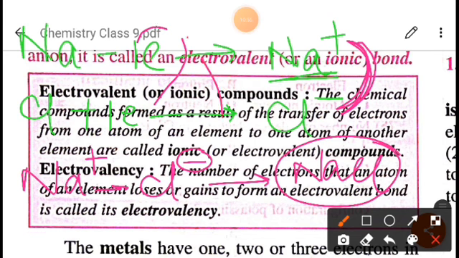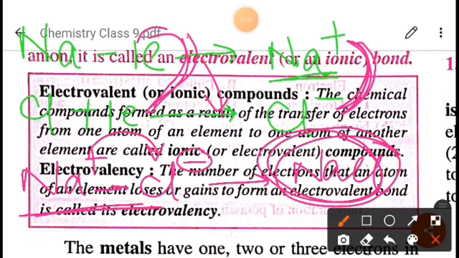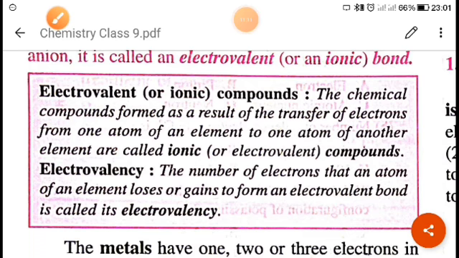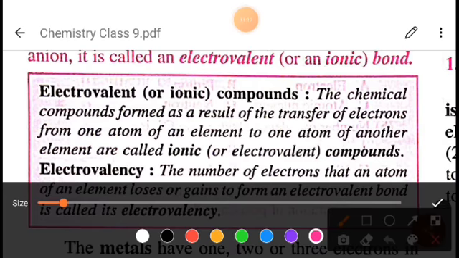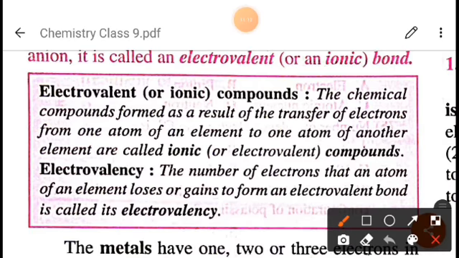There is a transfer of electron to chlorine, meaning this sodium is transferring its electron to this chlorine. That is why the bond is formed, or we can say that this compound is formed due to the transfer of electron. That is why this compound is called what? Ionic compound. So I hope you have got the idea what is an ionic compound, or what is an ionic bond, right?